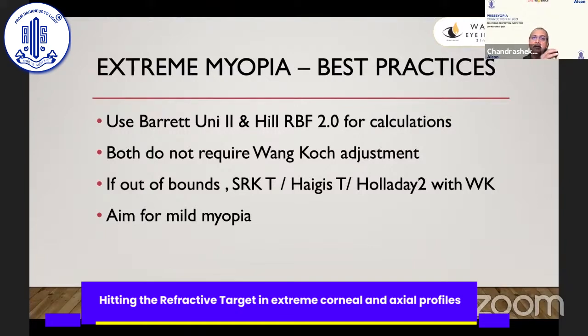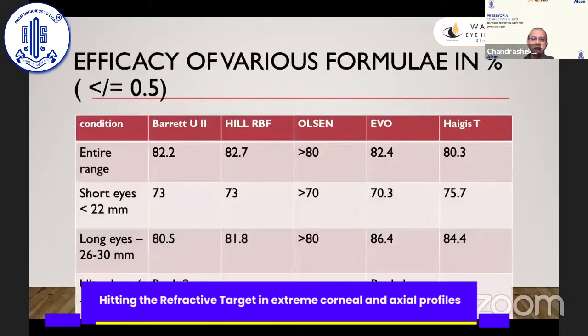So Barrett did a very smart thing: he did optimization for this particular sector of IOL powers, and that is why the formula is called the universal power calculator. Whenever you are out of bounds, you can use all these older formulae with Wang-Koch modification and always aim for myopia.